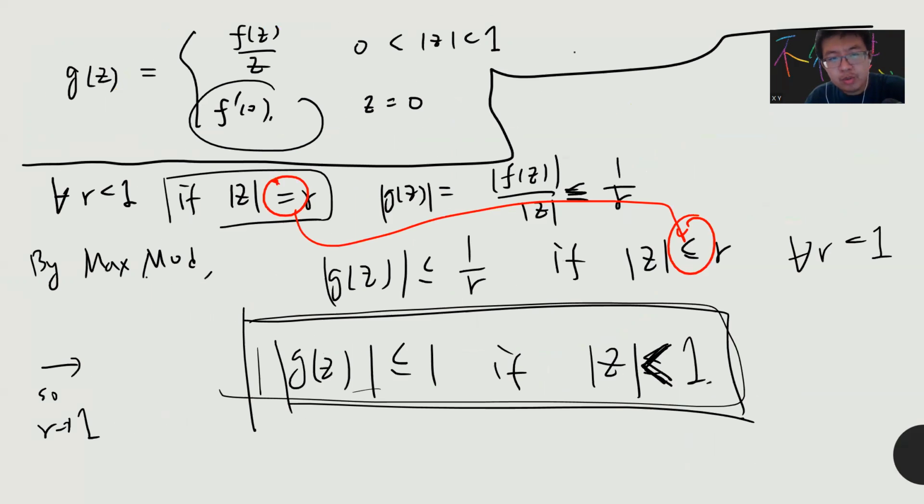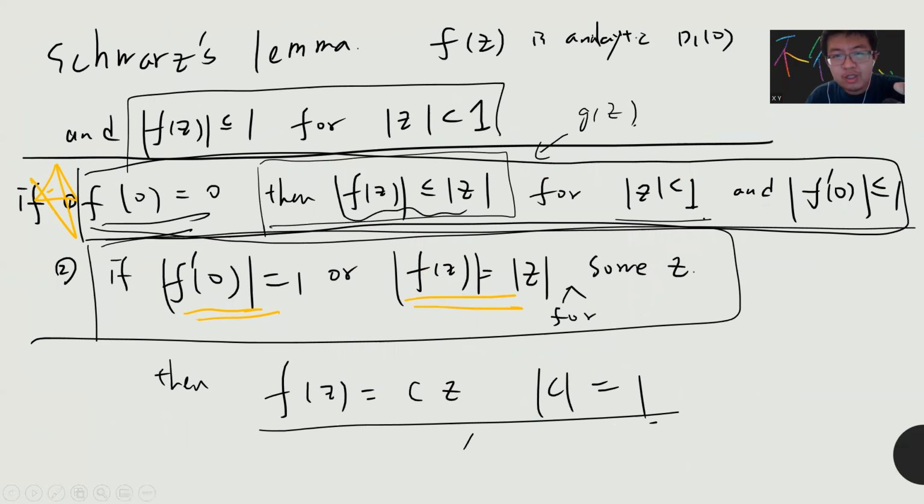Once we have this Schwarz lemma, then we can prove more difficult theorems in complex analysis.